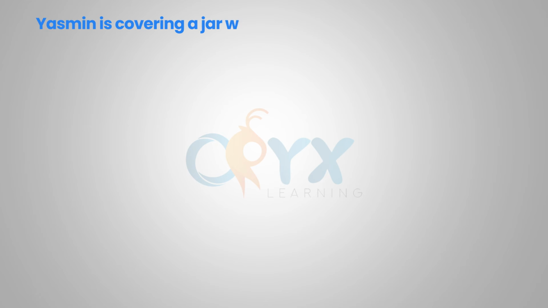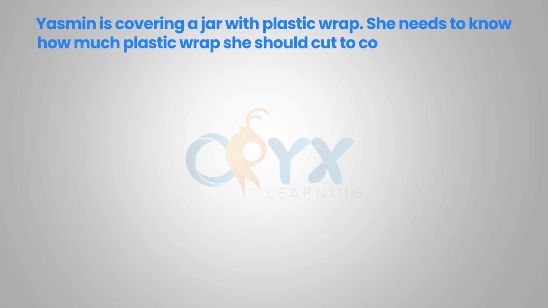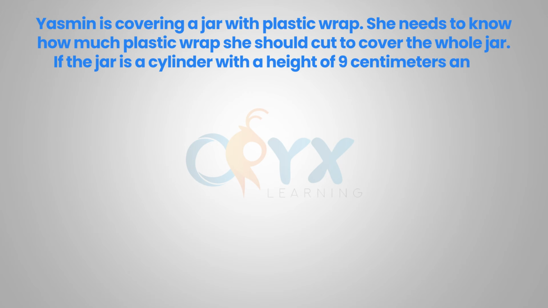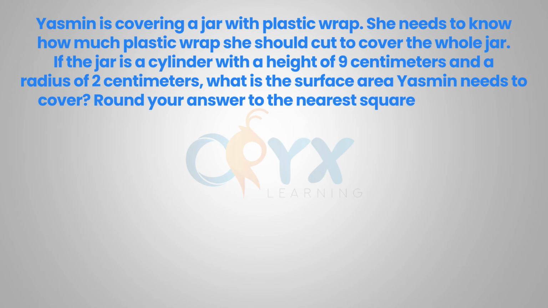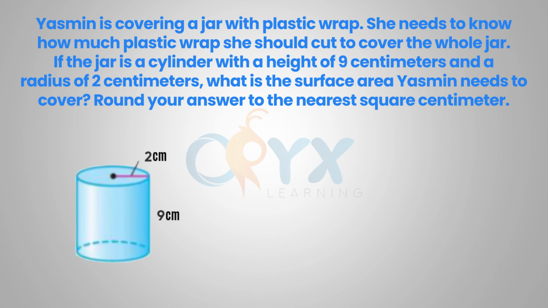Yasmin is covering a jar with plastic wrap. She needs to know how much plastic wrap she should cut to cover the whole jar. If the jar is a cylinder with a height of 9 centimeters and a radius of 2 centimeters, what is the surface area Yasmin needs to cover? Round your answer to the nearest square centimeter. So there's an image of our jar with a radius of 2 and height of 9. The surface area formula is 2 pi rh plus 2 pi r squared, and we know the radius and the height are 2 and 9 respectively.